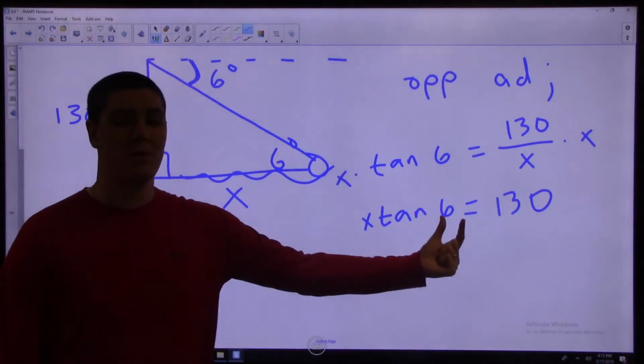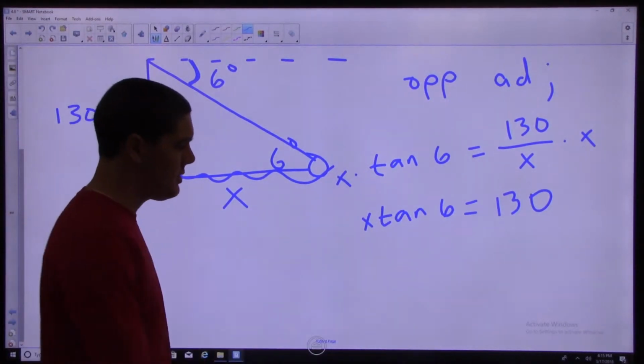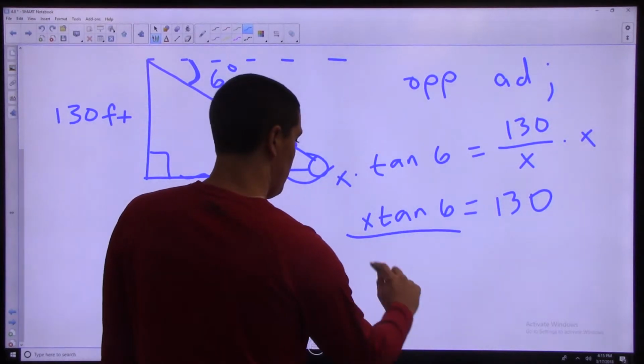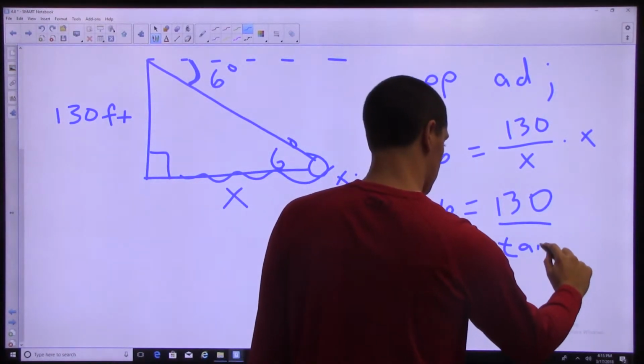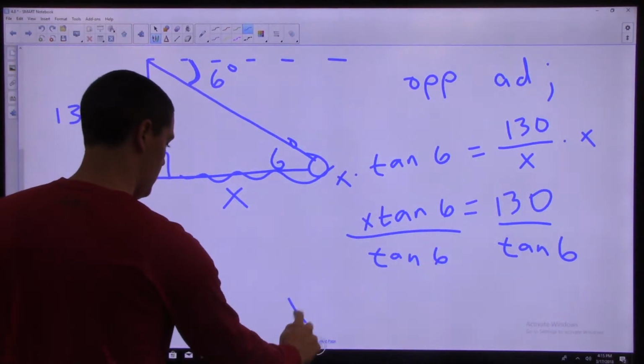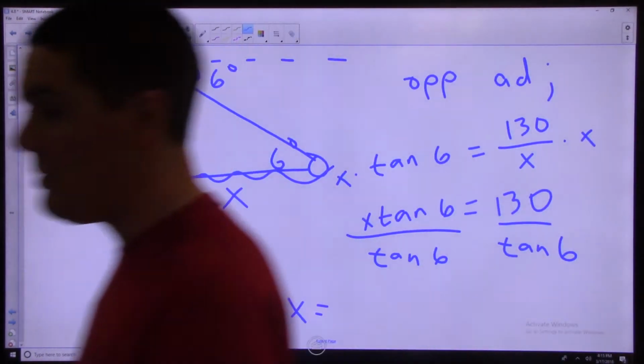Now this is x times something. How do we undo times something? We want to get x by itself. So how do we get rid of tangent of 6 on the left side? We got to divide by tangent of 6. So x is going to equal 130 divided by tangent of 6. Make sure your calculator's in degree mode when you type this in.